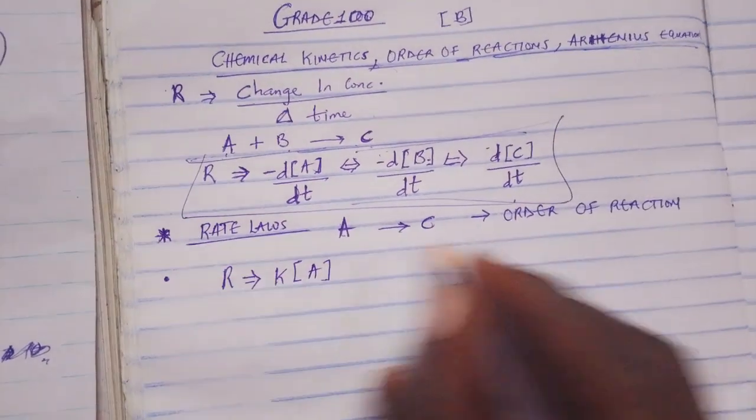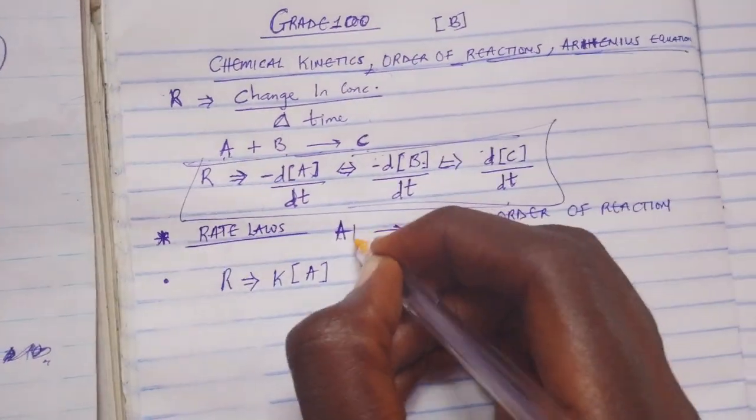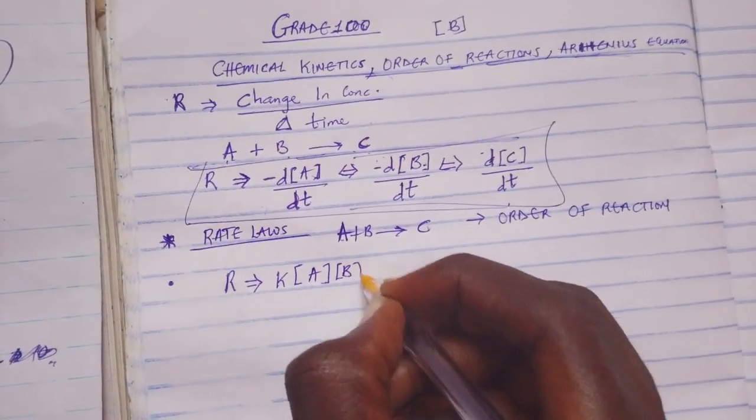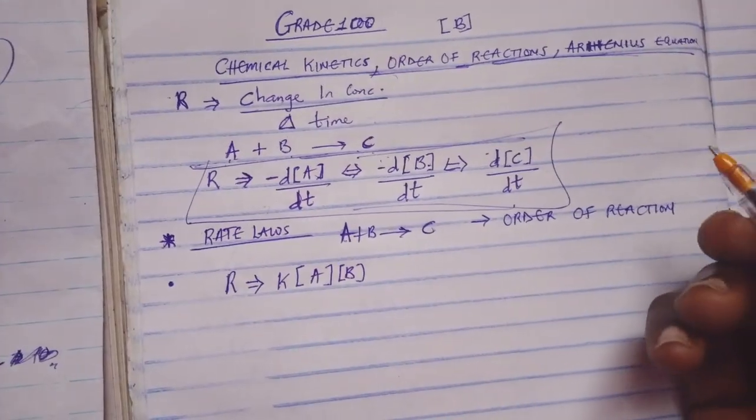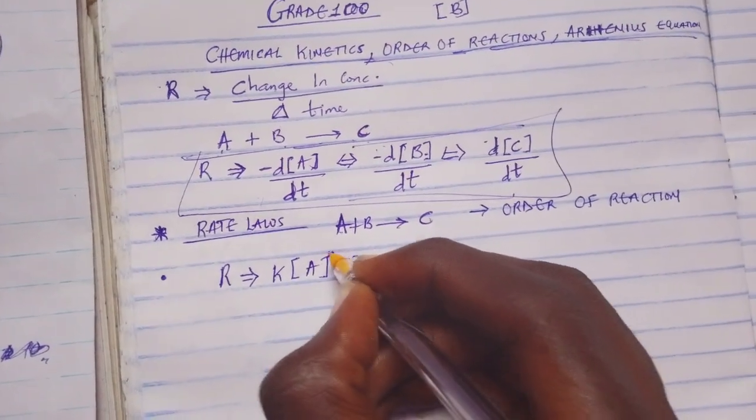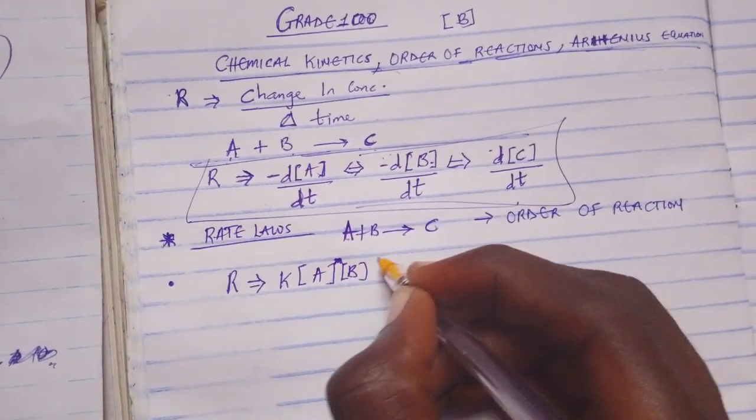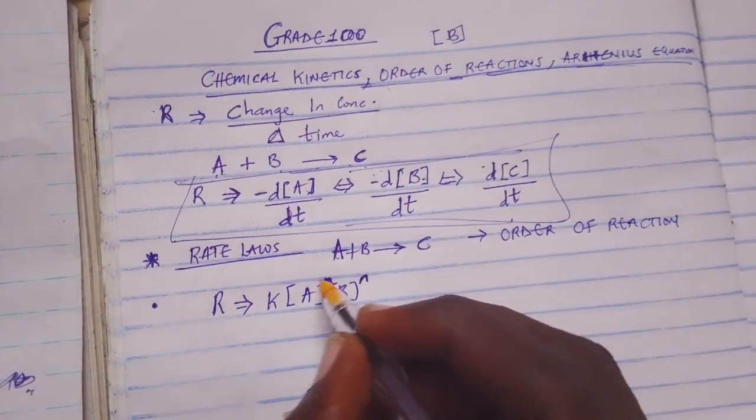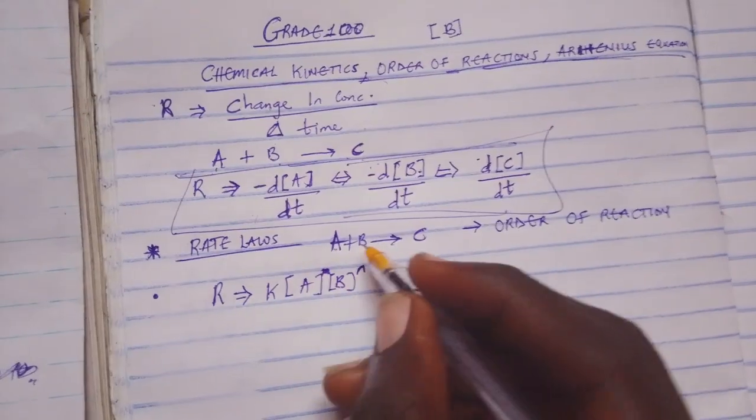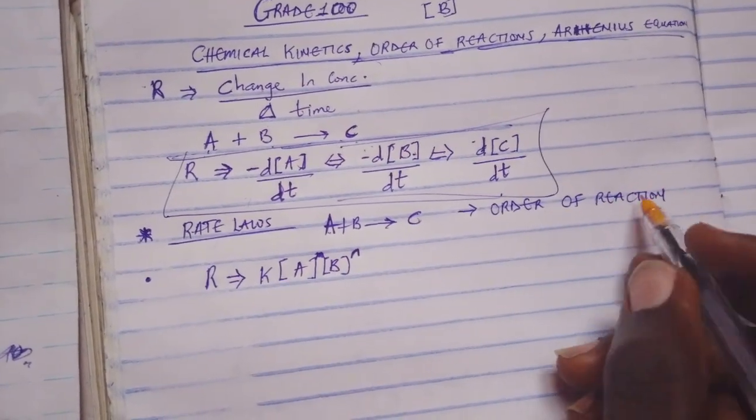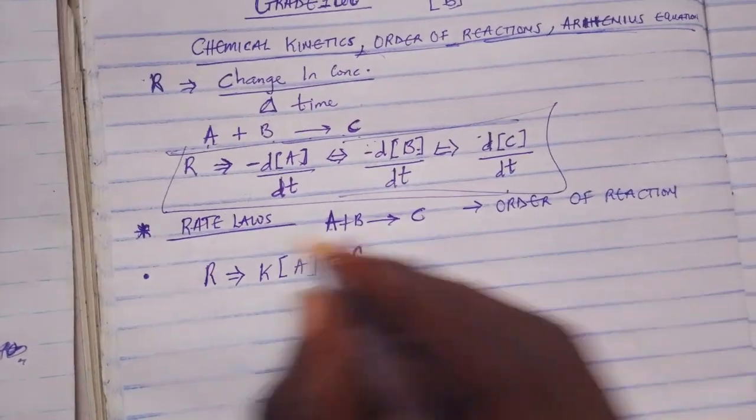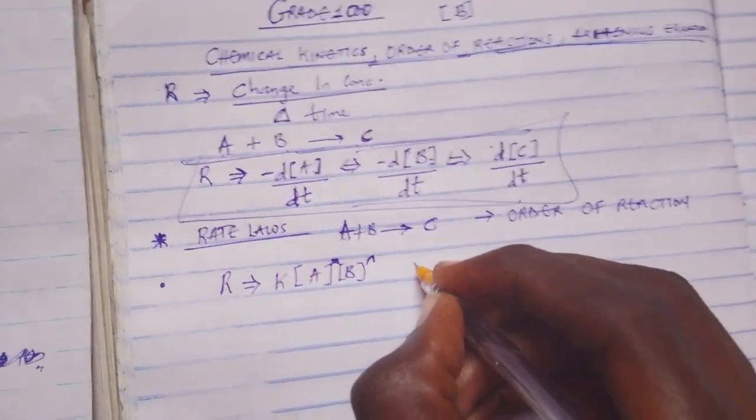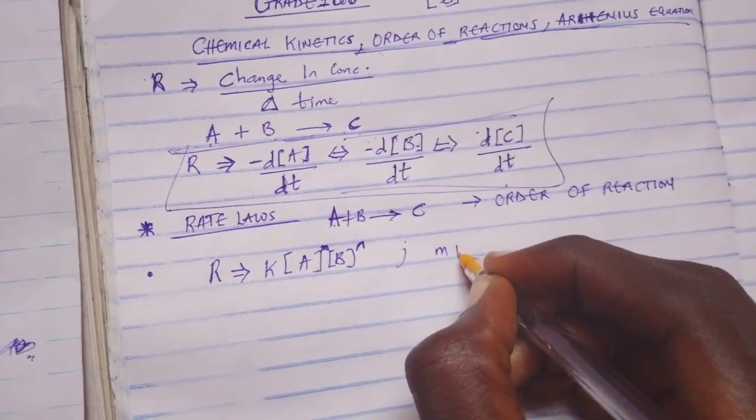Hence, we can say this one here, or let's just say A plus B. So the other reactant is B there. And perhaps we can say this is raised to power m, right? And this is raised to power n. So what they are raised to is called the order of reaction. Now, to get the total order of reaction for this particular reaction is now going to be what? It's going to be m plus n.